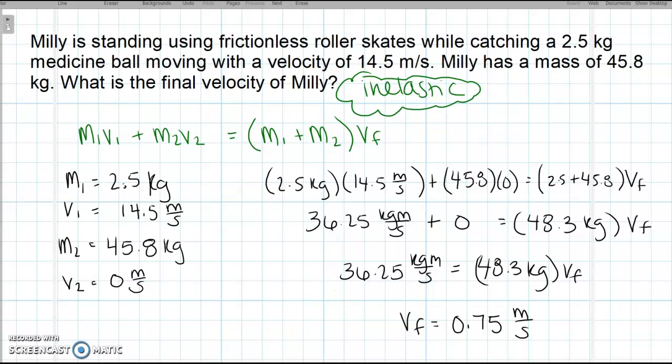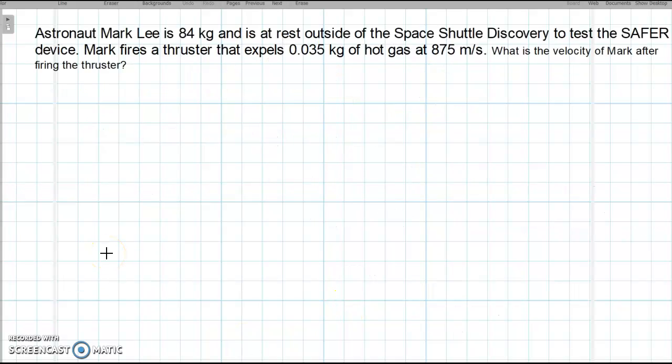Okay. All right, so this next one's a bit harder to identify, but astronaut Mark Lee is 84 kilograms and is at rest outside of the Space Shuttle Discovery to test the SAFER device. Mark fires a thruster that expels 0.035 kilograms of hot gas at 875 meters per second. What is the velocity of Mark after firing the thruster? So this is actually an elastic collision.